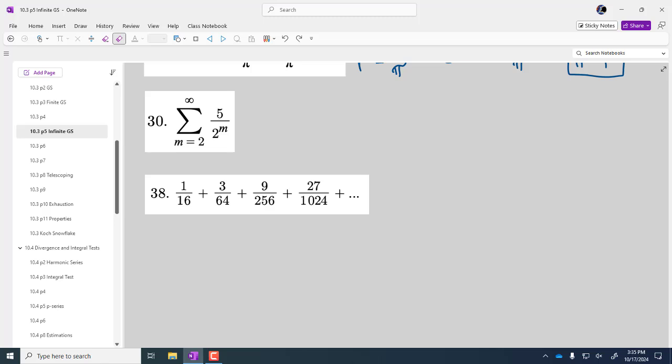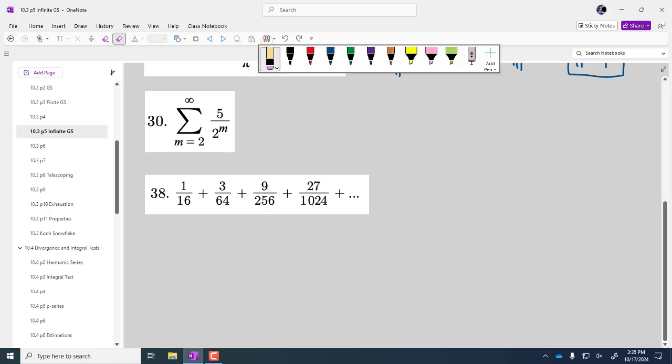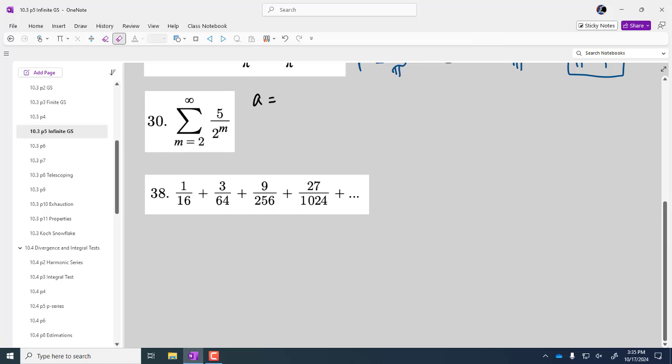I got a negative number. That's impossible. We'll go through it. Somebody tell me what A is. 5/4. Agreed. Everybody agree? A is 5/4. What is R? 1/2.